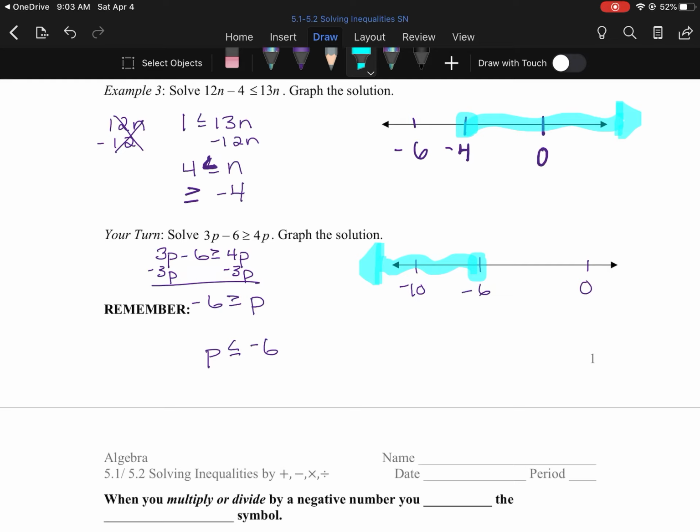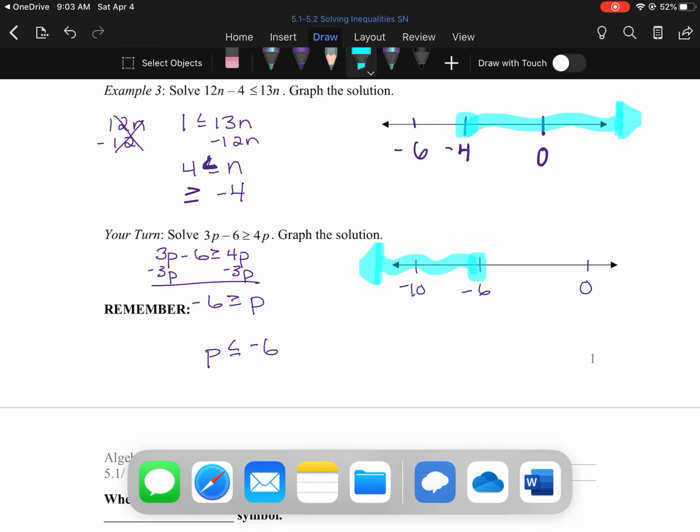All right, so hopefully your turn turned out like that, where you have p is less than or equal to negative 6. So a closed circle at negative 6 and everything shaded to the left.